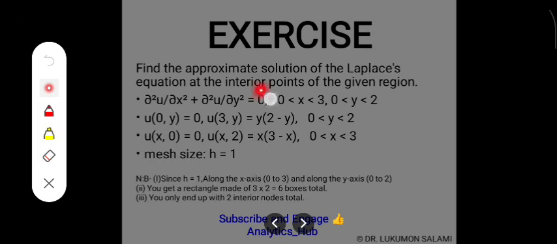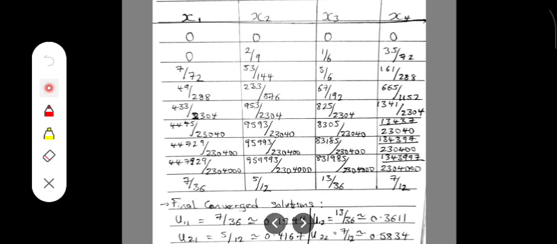So you can take this exercise, which says you should find the approximate solution of the Laplace equation at the interior points of the given region. So you have this region for x and y axis. You notice that they gave us a mesh size of 1, that h is equal to 1. Since our y only extends to 2 and our x only extends to 3, you get a rectangle made of 3 by 2, which is equal to 6 boxes in total, and you end up with 2 interior nodes, so you might not actually have to deal with 4 simultaneous equations.